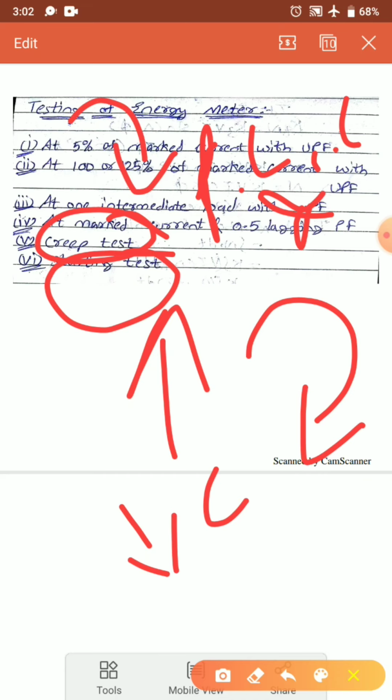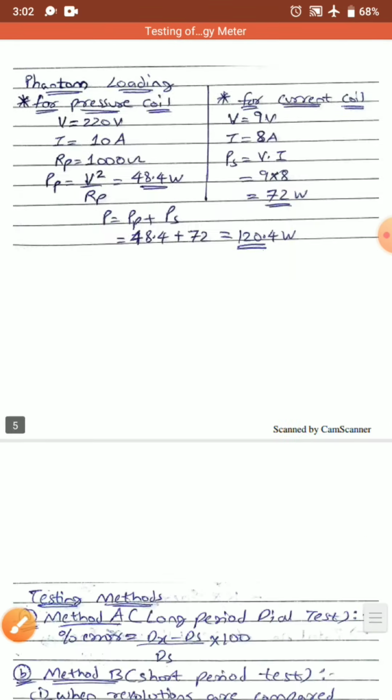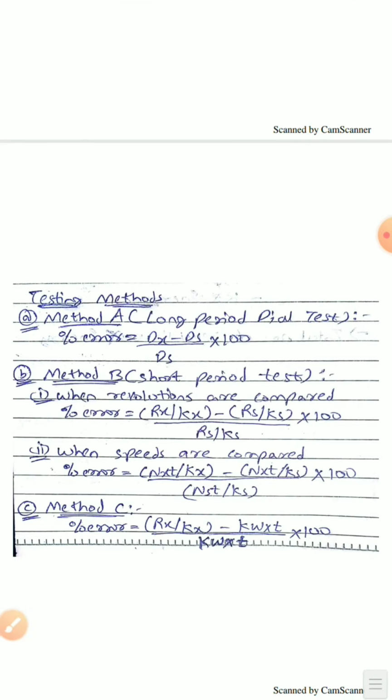Now these are some different types of tests that we will be doing to ensure whether my energy meter is working properly or not.